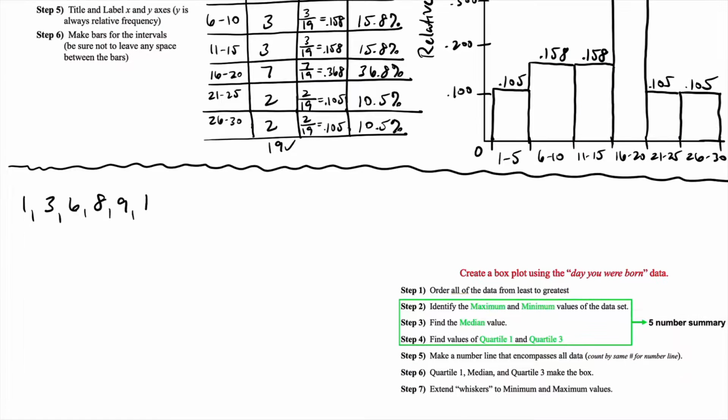Anytime we have repeats, we're going to write all of them down. There are 3 people who were born on the 13th, so we need 3 13ths. If I only wrote 1, that would mean only one person in here had a birthday on the 13th. That's not true. There are 3 of you that had birthdays on the 13th.